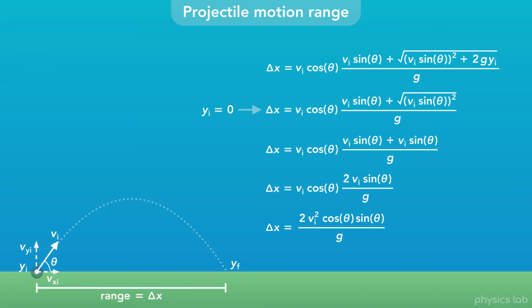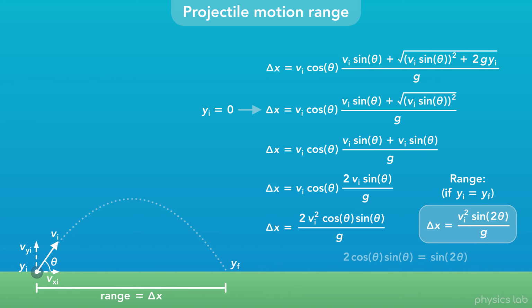Y initial is 0, so the square root term simplifies to vi times the sine of theta. Then we can use this trig identity, 2 times cosine times sine equals the sine of 2 theta. Then we end up with this. This is the range equation you might see more often. Keep in mind that this only applies if the initial and final heights are equal, like if the object starts and ends at the ground.